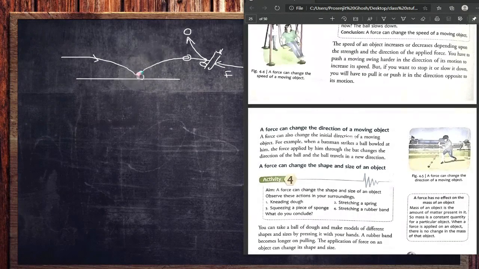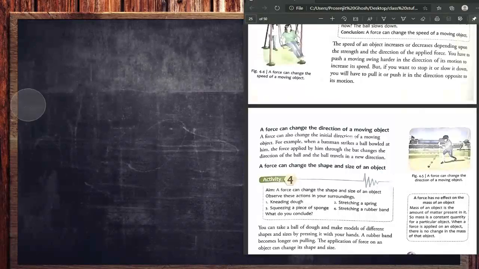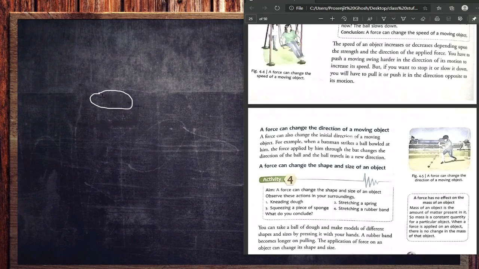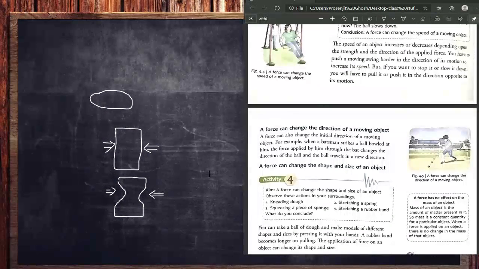Now coming to the change of shape and size of an object due to applied force. Suppose you might have seen some clay. If you push a clay brick from this portion, what will happen? This portion will bend, while the rest of the portion will remain the same. So you can see that change of shape and size occurs here due to applied force.